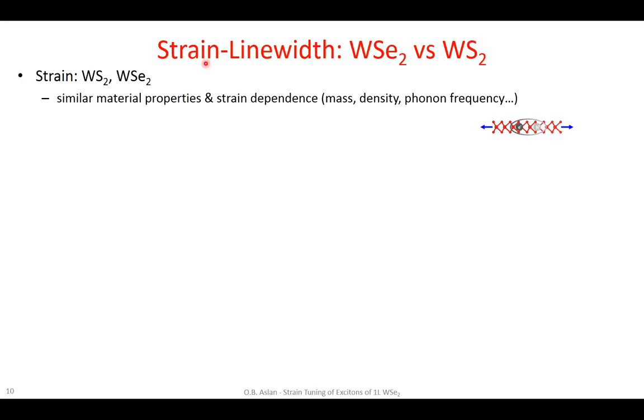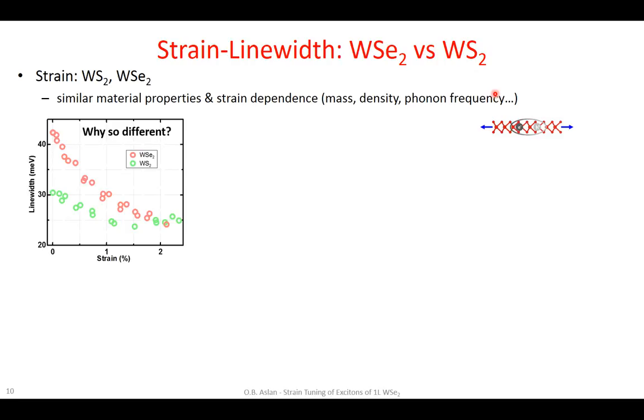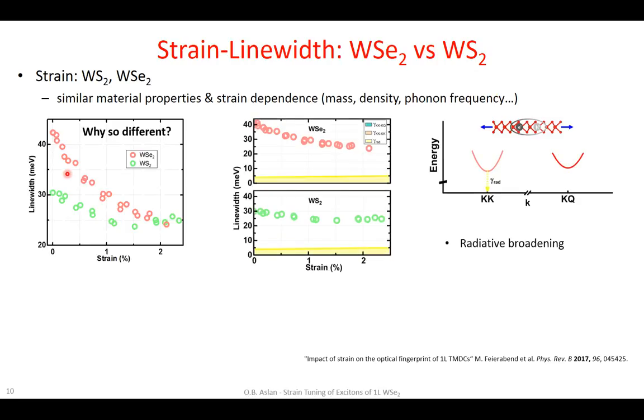Now let's look at the strain dependence of the line width. Now remember that tungsten disulfide and tungsten diselenide have very similar material properties, and these properties depend on the strain in a similar fashion. And these parameters are the effective mass, the exciton mass, the material density, phonon frequency, etc. Yet we have very different results from these two materials.